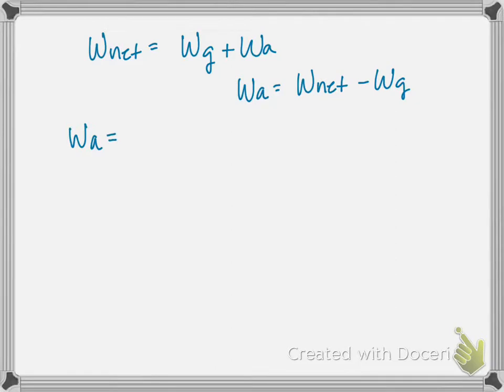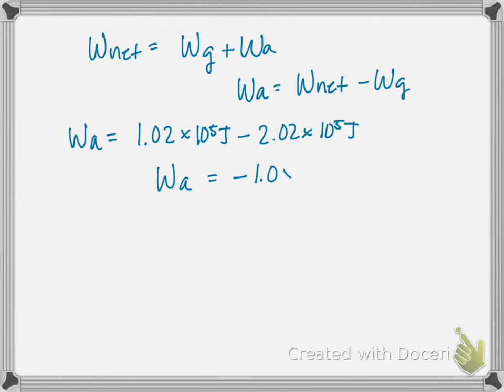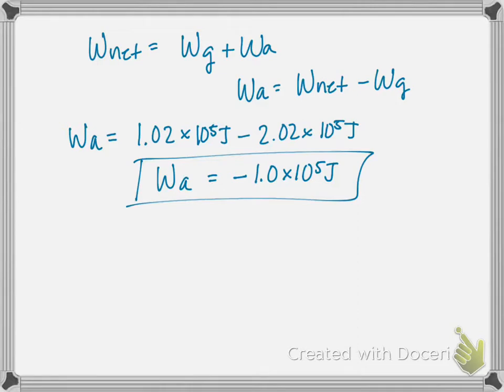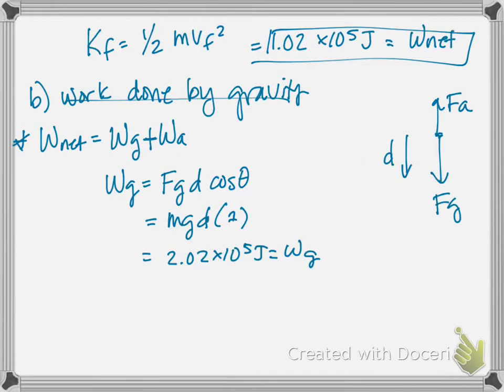The work done by air resistance is the net work, which is 1.02 times 10 to the 5th joules, minus the work done by gravity, which is 2.02 times 10 to the 5th joules. So we get the work done by air resistance is negative 1.0 times 10 to the 5th joules. Okay, so that's the work done by air resistance. And you want to keep the negative there because what that means is that air resistance is acting up. So on any problem where you're including work, you need to define the direction of displacement, and then any negative work would be effectively slowing it down.